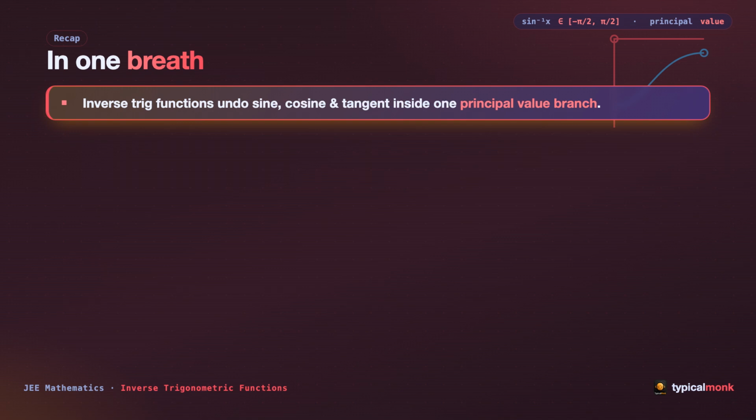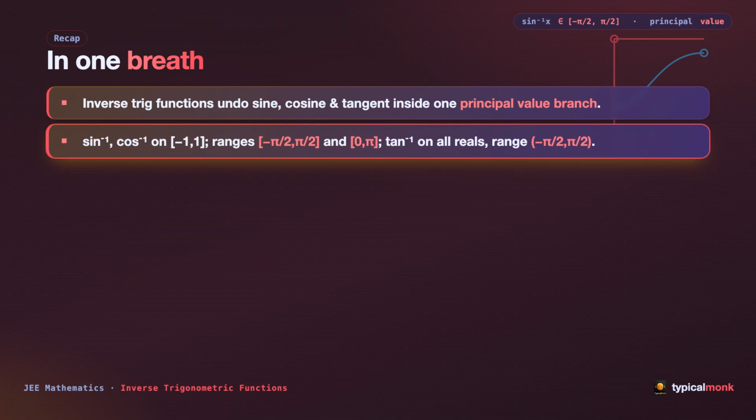Let us gather the whole class in one slow breath. Inverse trig functions undo sine, cosine, and tangent, but only inside one restricted principal value branch, so the output stays a single angle. Sine inverse and cosine inverse live on the domain -1 to 1. Sine inverse ranges over -pi by 2 to pi by 2, cosine inverse ranges over 0 to pi, and tangent inverse accepts every real number in the open range -pi by 2 to pi by 2.